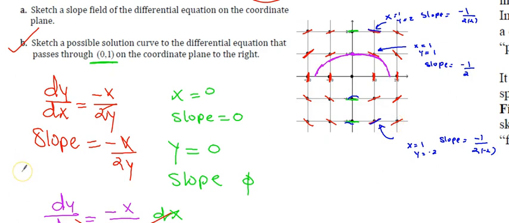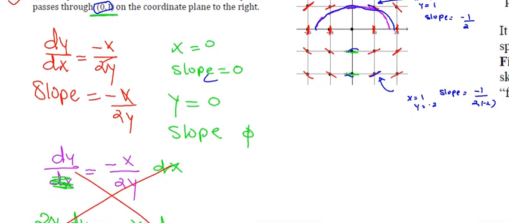Now, when it says sketch the possible solution curve through the point (0, 1), that's where you have to start. You start here at (0, 1), and you just have to follow the line. Just follow the line. Start here with slope 0, and you sketch the solution curve. This is your solution curve, which is a solution to this differential equation.